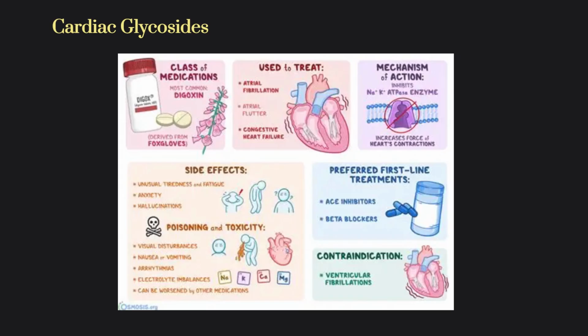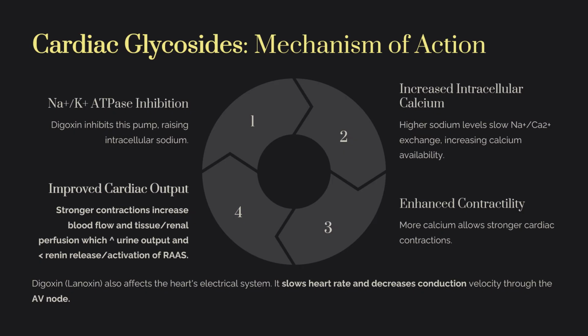I do need to know the peak and the half-life so that I know when to expect this to make a difference. But yes, I need to know that it's within the correct range and look for these side effects. Okay. All right. So again, digoxin is inhibiting the sodium potassium pump, which increases intracellular sodium, which increases intracellular calcium, which allows for stronger contraction, which causes a positive inotropic effect.